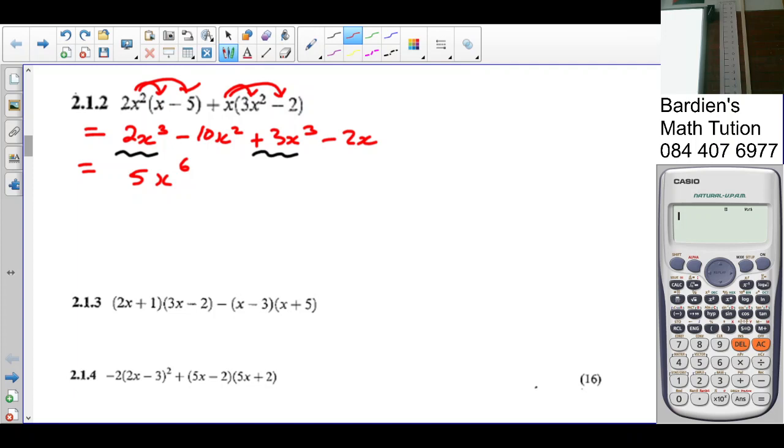No. Why not? When adding and subtracting, the variables stay the same.